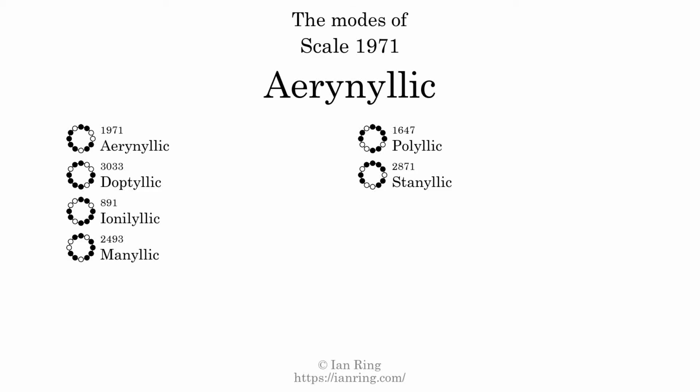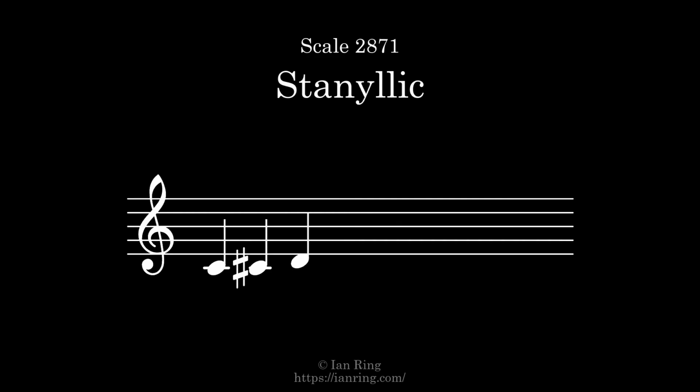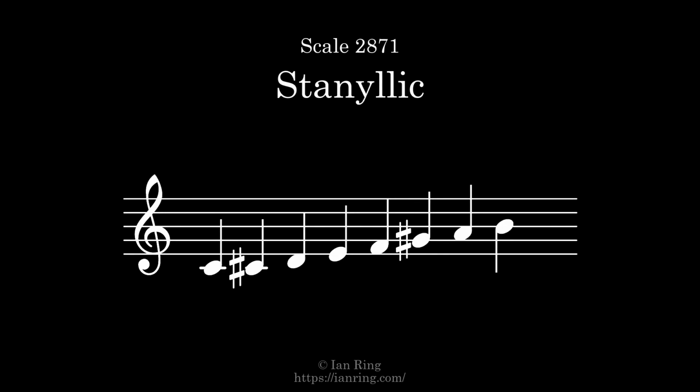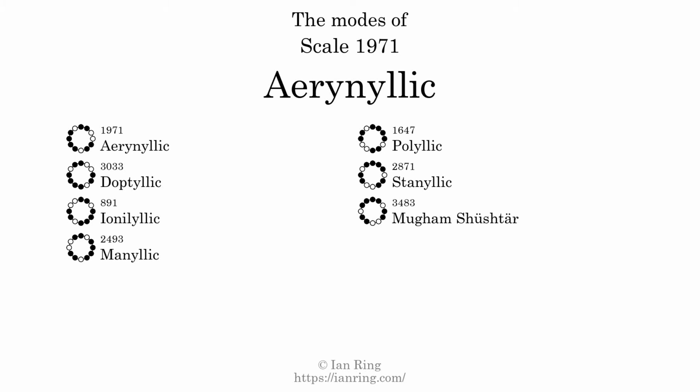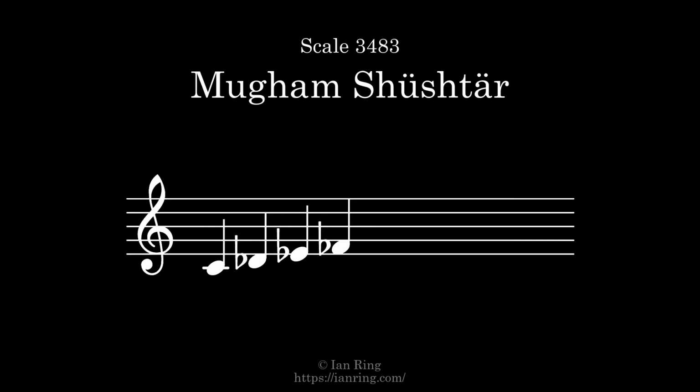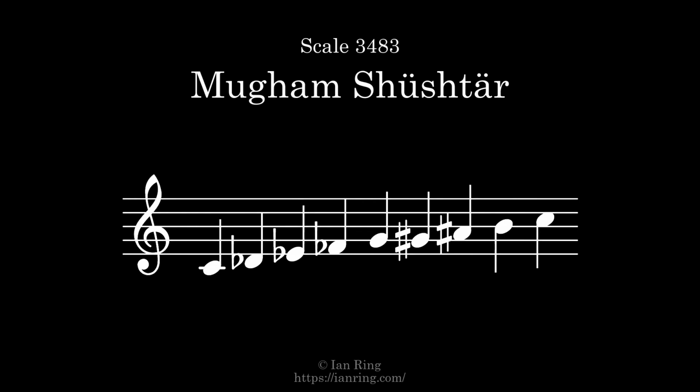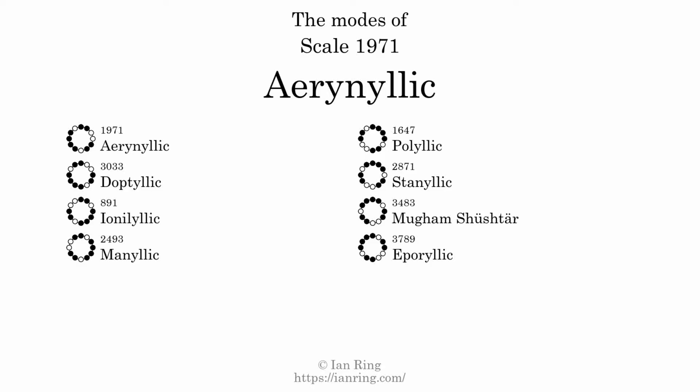The sixth mode is scale 2871, also known as Stenyllic. It sounds like this. The seventh mode is scale 3483, also known as Mugam-Shushtor. It sounds like this. The eighth and last mode is scale 3789, also known as Epiryllic. It sounds like this.